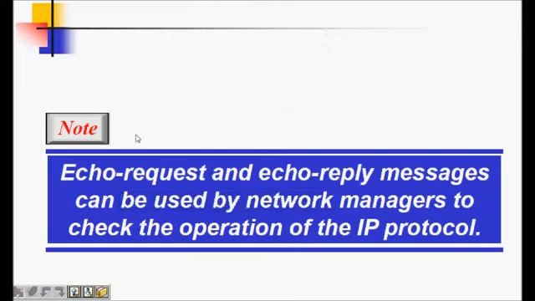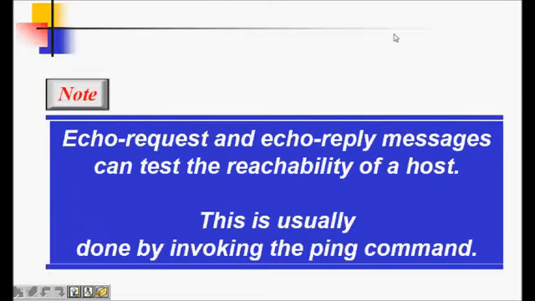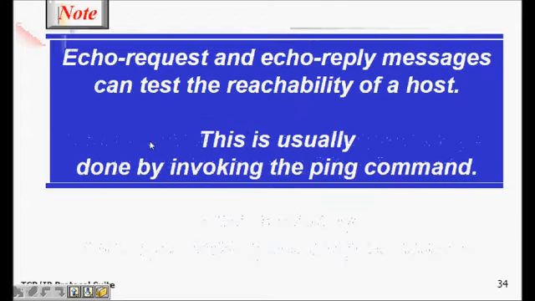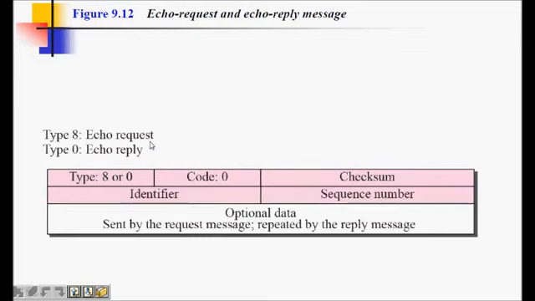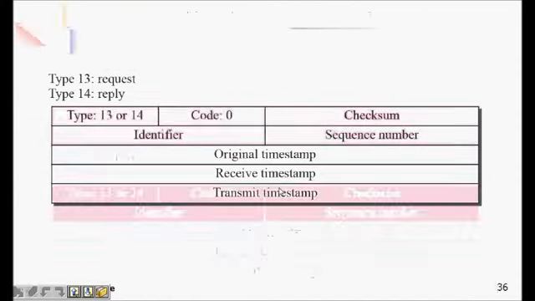Let's move forward. Echo request and echo reply messages can test the reachability of a host. This is usually done by invoking the ping command, which you do always. So what is the type? Type 8 is echo request and type 0 is echo reply. Code is 0. Then you have the checksum, an identifier, a sequence number, and some optional data, sent by the request message and repeated by the reply message. Let's look at some examples.